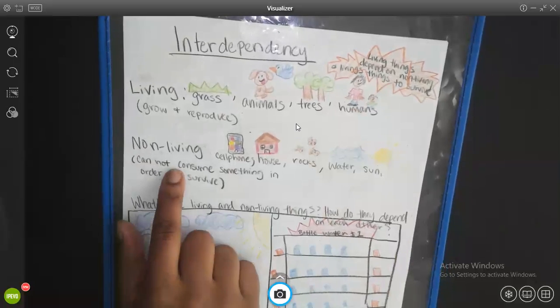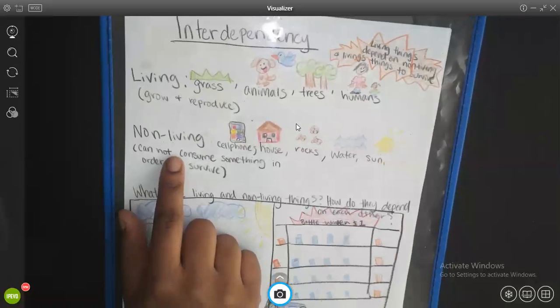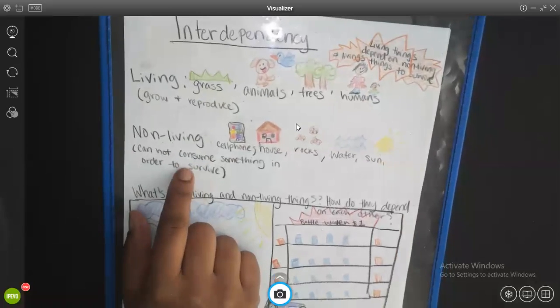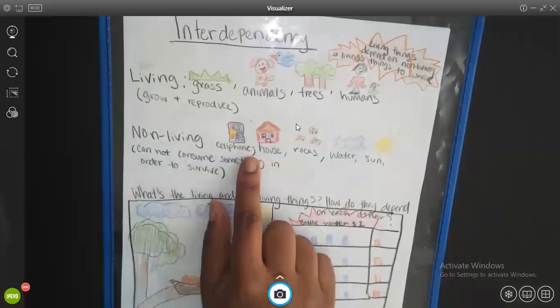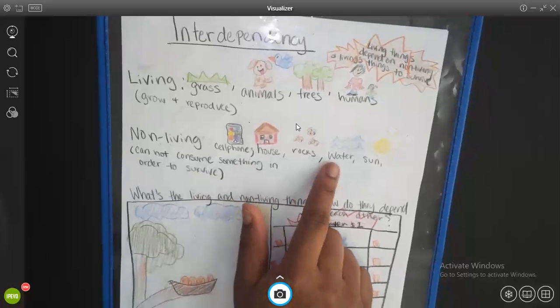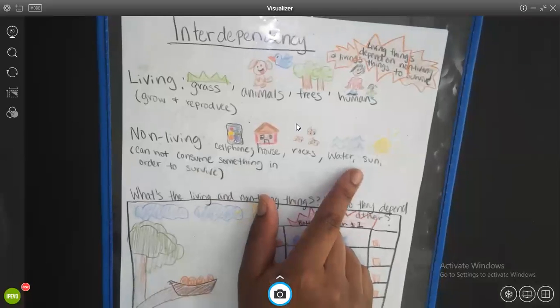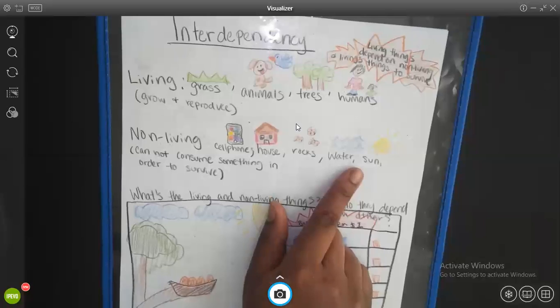So let's talk about non-living things. Non-living things cannot consume something in order to survive. And consume means to eat, or these things cannot multiply and reproduce. So these things are like cell phones, a house, rocks, water, and the sun. Yes, the sun is a non-living thing. Although it may seem like it's alive, it can't be reproduced, and it doesn't really need to consume something in order to stay alive. Now, I know most people would be like, well, doesn't it live off nitrogen and all these other different chemicals? But the sun is actually non-living, okay?